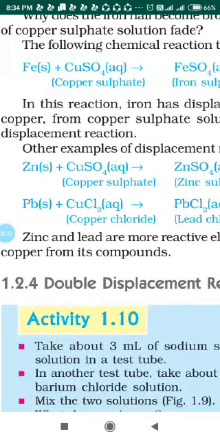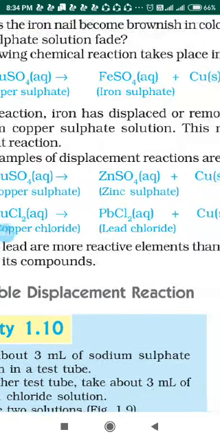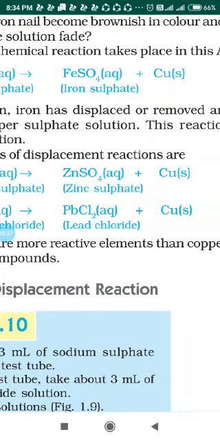Other example, when lead is added in aqueous solution of copper chloride, lead chloride and copper are obtained. Here lead, which is a more reactive metal than copper, displaces copper.